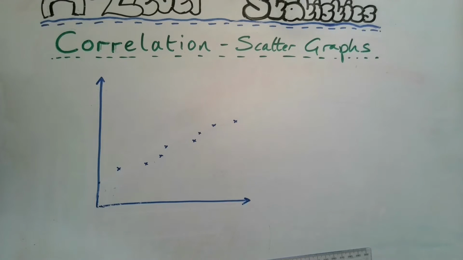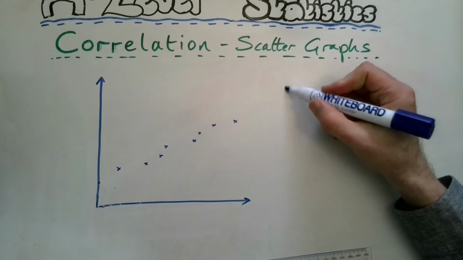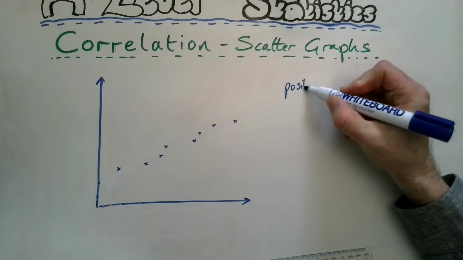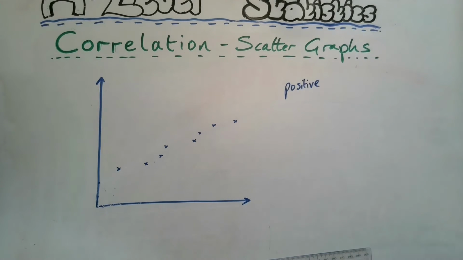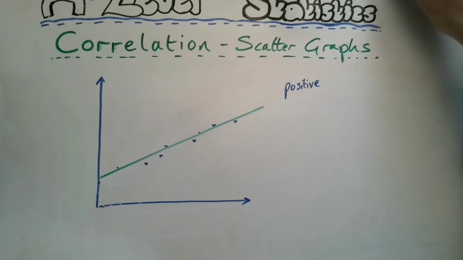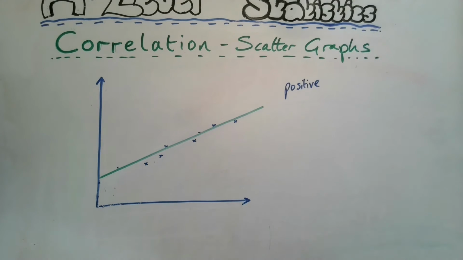Before we look at any examples, I just wanted to say one or two things about correlation, because you'll be asked to describe correlation, and the three basic things you're going to want to say are either positive, and that means that the line of best fit would be going up from left to right. Where's the line of best fit here? There it is. Then all of the crosses are very close to that line.